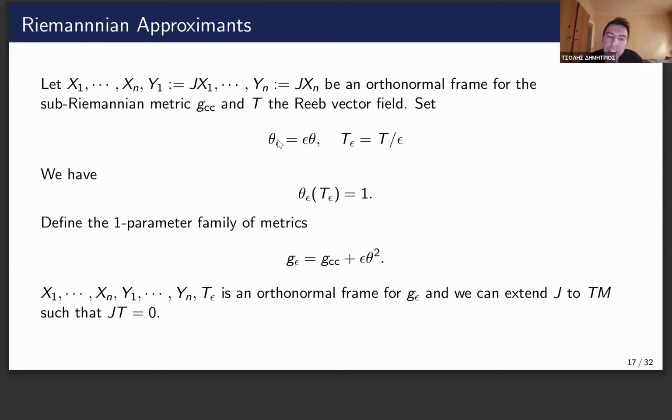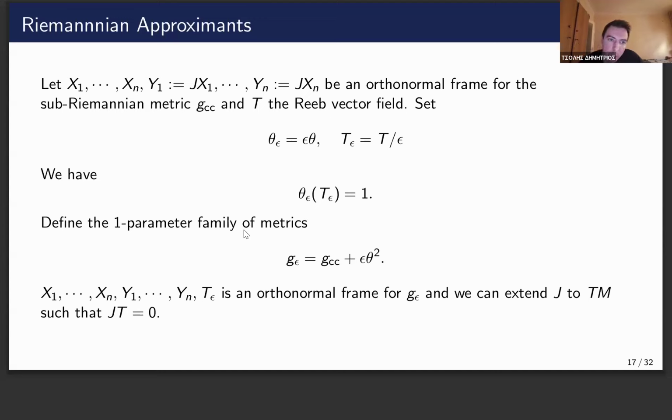We can first define theta epsilon as epsilon times theta. This is just the contact form. And the Reeb field, we define it as T epsilon equals T over epsilon. The reason we define it like this is so we can have this relation to be satisfied. So we want theta epsilon acting on T epsilon to be equal to 1.